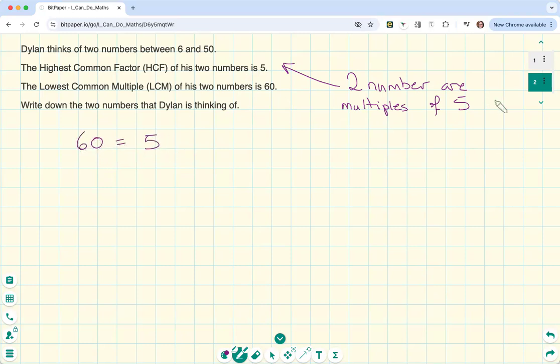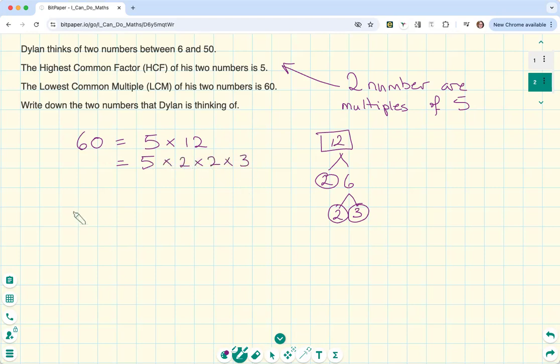One of those factors has to be 5. And so 5 multiplied by 12 is going to be 60. If we break 12 up into its prime factors, we get that it equals 2 multiplied by 2 multiplied by 3. 2 multiplied by 3 is 6. So this breaks down to 5 multiplied by 2 multiplied by 2 multiplied by 3.